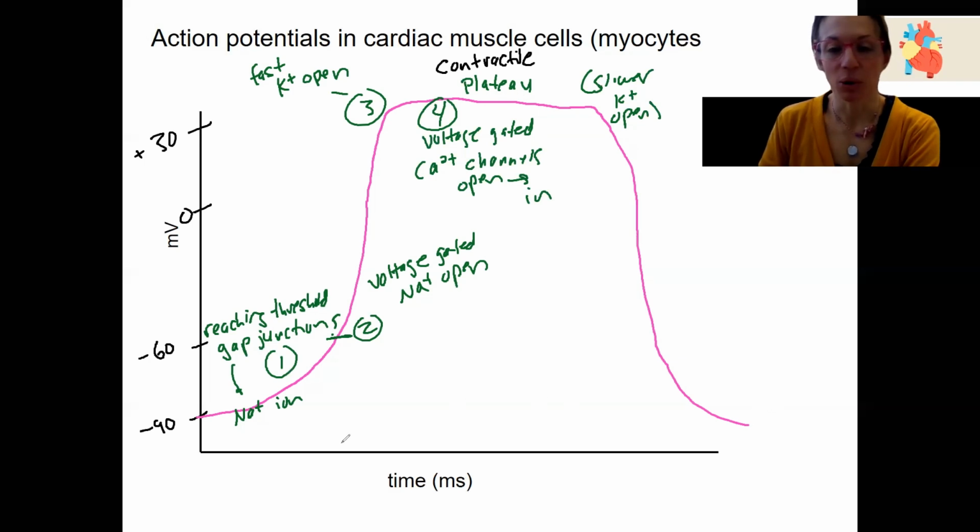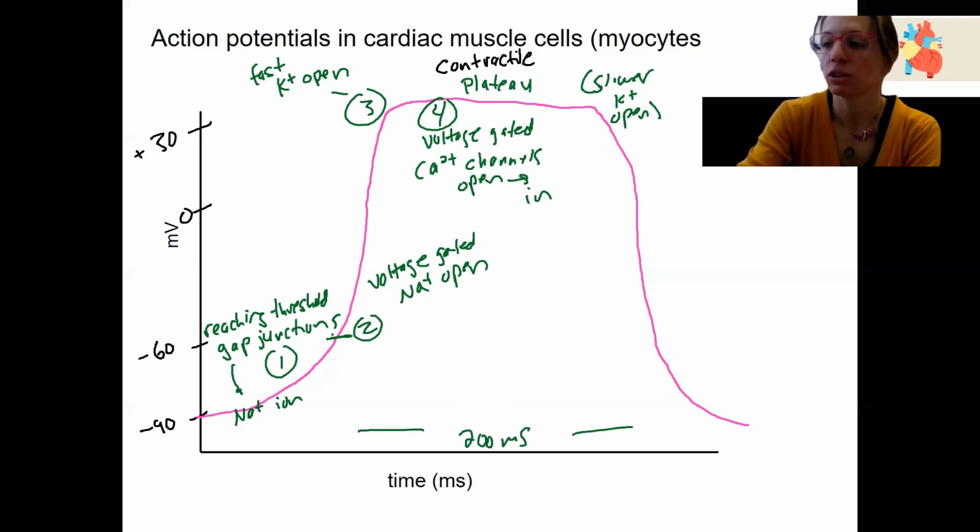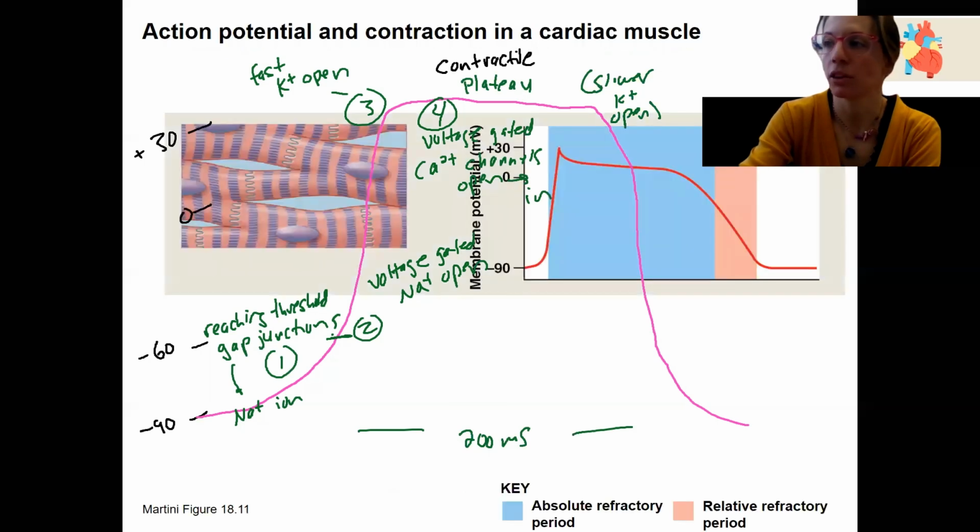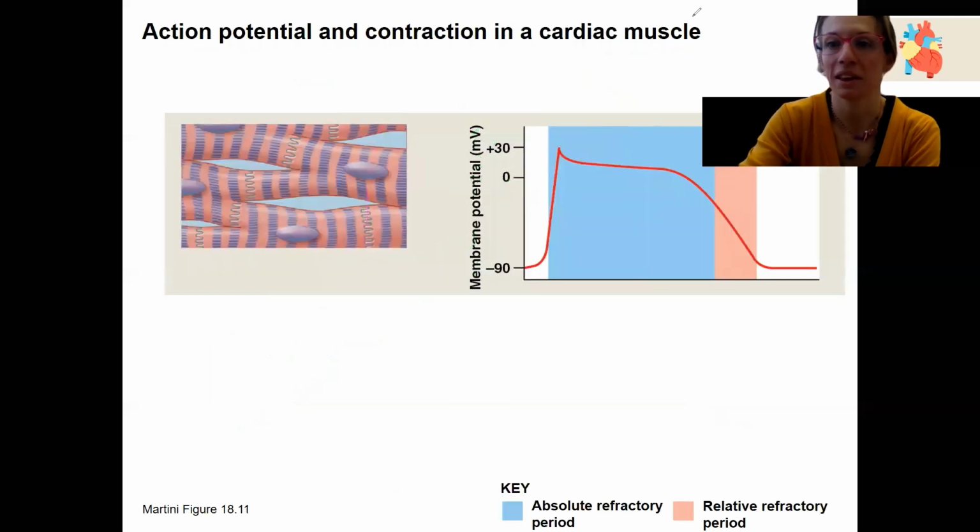So this whole time period is a lot longer than our skeletal muscle action potential, which I told you was about 1 to 2 milliseconds. This is going to be more like 200 milliseconds for this entire thing, 200 to 300 milliseconds, a lot longer. So let's look at this in another image here, and then look at why this matters.